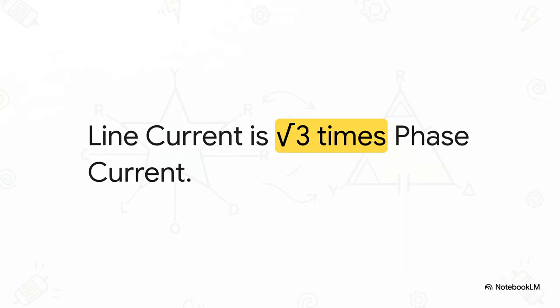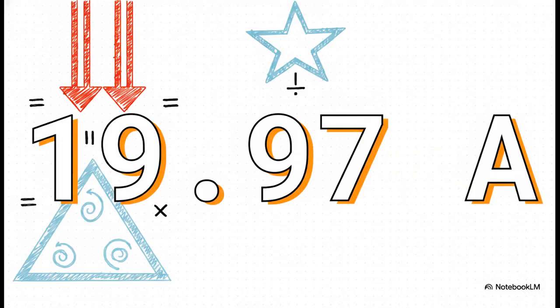In a delta system, the relationship between that inner phase current and the incoming line current involves a very specific, almost magical constant, the square root of 3. The line current is exactly the square root of 3 times larger than the phase current. So we multiply 1.732 by our 11.53 amps. And that reveals a near-perfect 19.97 amps, which the source neatly rounds up to exactly 20 amps. Notice how elegantly the mathematics scale the current up here. Those main feed lines have to carry significantly more current than any single branch inside the delta loop, simply because they're supplying the entire system.